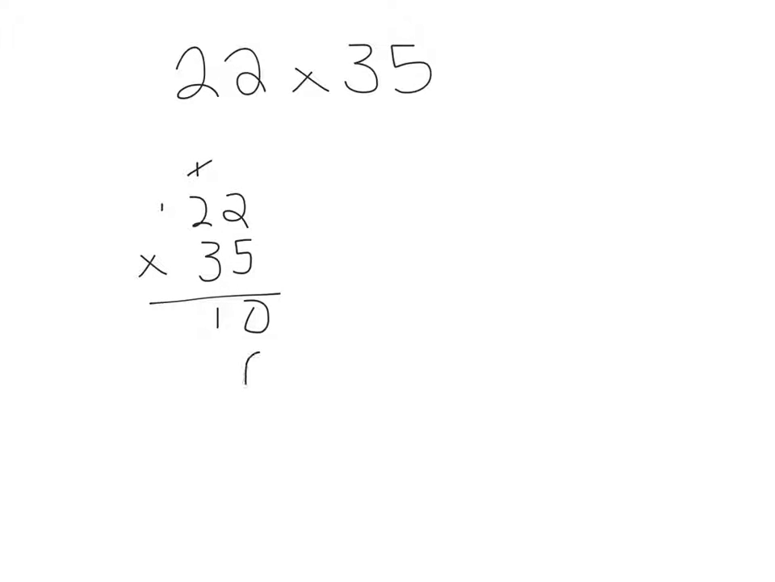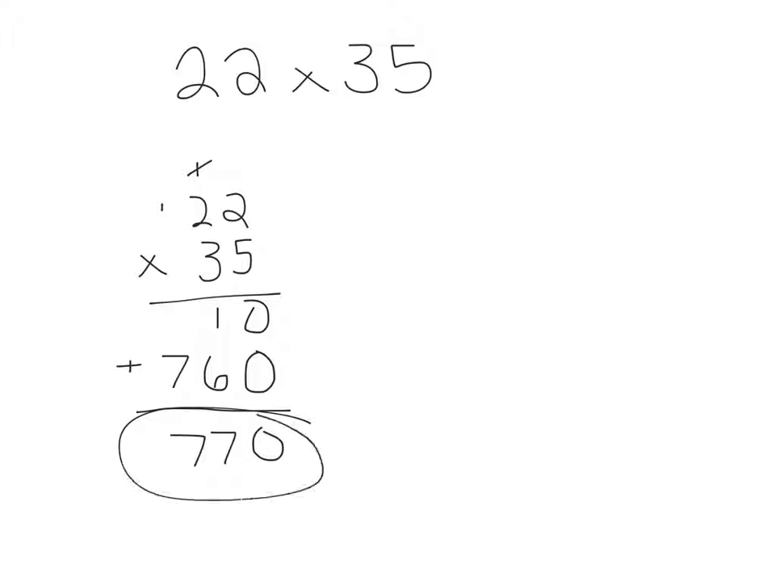And I'd put a 0 down as a placeholder. I'd multiply 3 times 2 is 6. And then 3 times 2 is 6 plus the 1 makes it 7. And then I would add up 0, 0 is 0. 6 plus 1 is 7, and then 7. So your answer would be 770.